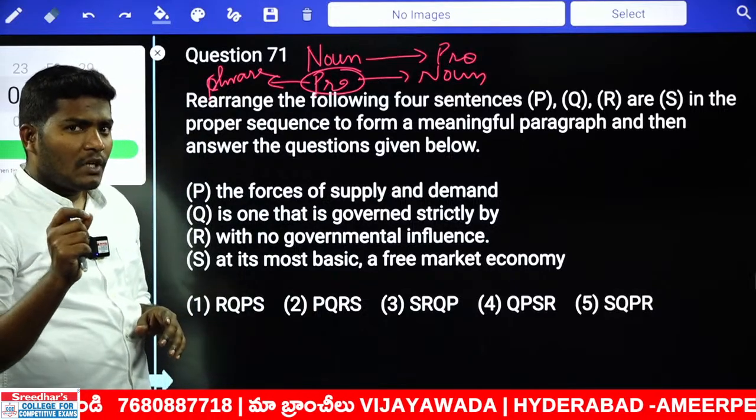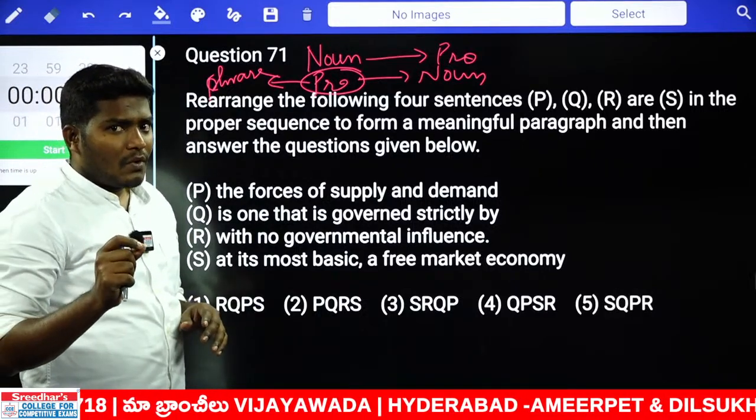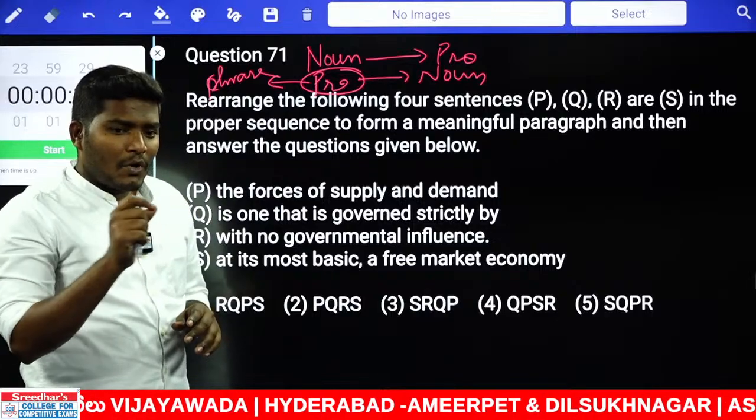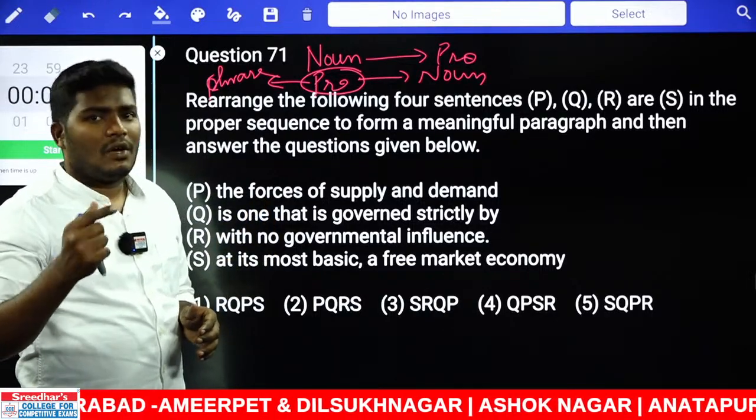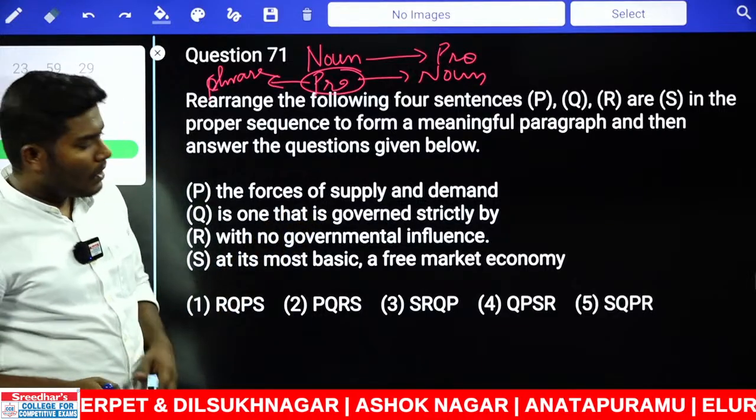So you need to first check only one point. If at all you see a pronoun in the beginning, first check whether the sentence that contains the pronoun is a phrase sentence or a clause sentence. You will get clarity. Okay, right.